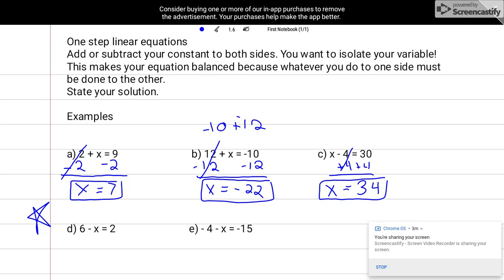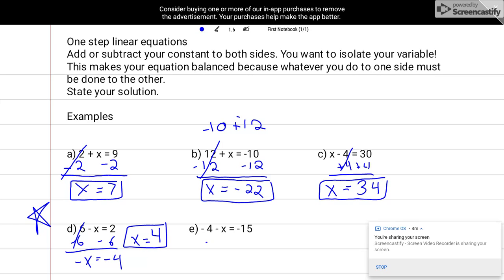It's pretty simple. So I'm going to start by subtracting 6 from both sides. And I'm going to get negative x equals negative 4 here, because on the right side, it's 2 minus 6. So you cannot have a negative x value. So I'm going to switch all the signs. I'm going to change this to a positive x. And on the right side, it is a negative, so I'm going to make it a positive 4. And I am done. Let's see what happens with E, our last problem.